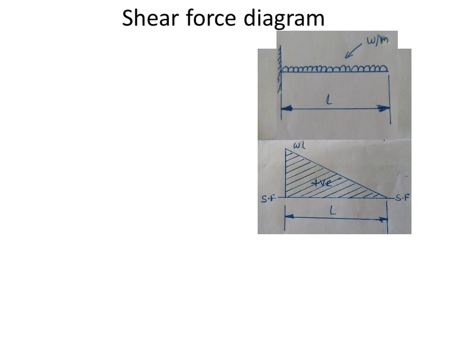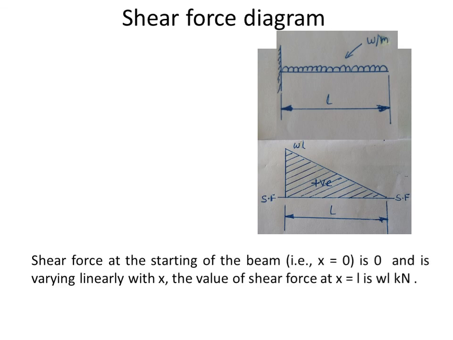Shear force diagram. Shear force at the start of the beam, that is x equal to 0, is 0 and varies linearly with x. The value of shear force at x equal to L is WL kilonewtons.